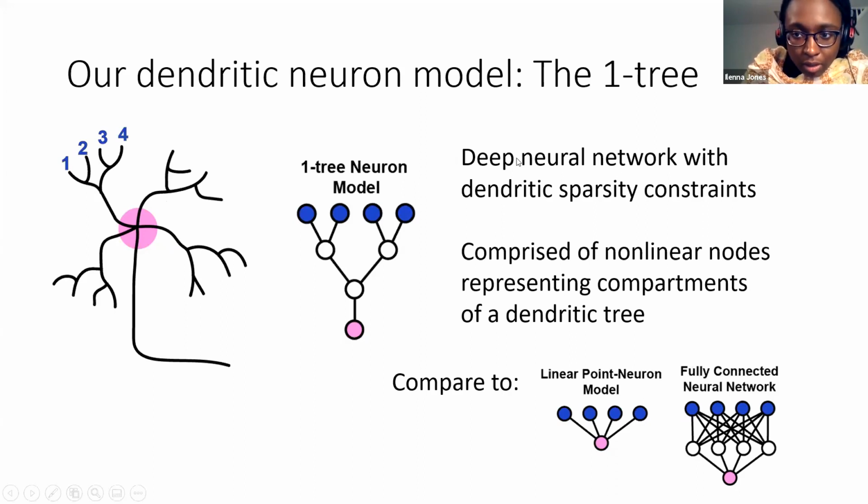So I turned to deep neural networks, and I made a network that has this dendritic sparsity constraint and called it a one tree. It's comprised of nonlinear nodes representing compartments of a dendritic tree. I want to compare the performance of this one tree on my binary classification task to a linear classifier that is a proxy for a linear point neuron model, and a densely connected, very much the opposite of sparsely connected, fully connected neural network that has the same number of parameters. So it's the same size as the one tree.